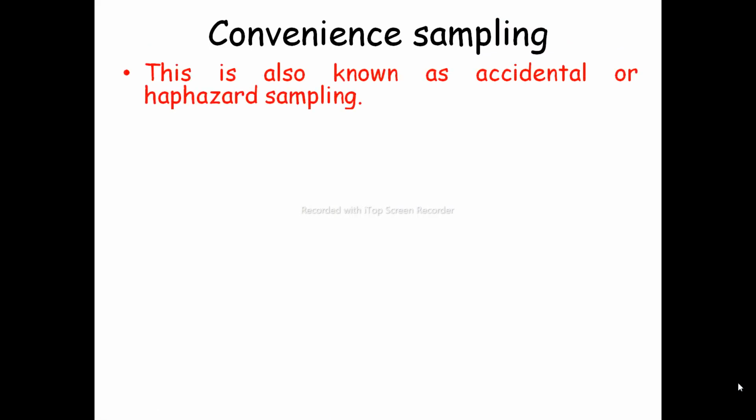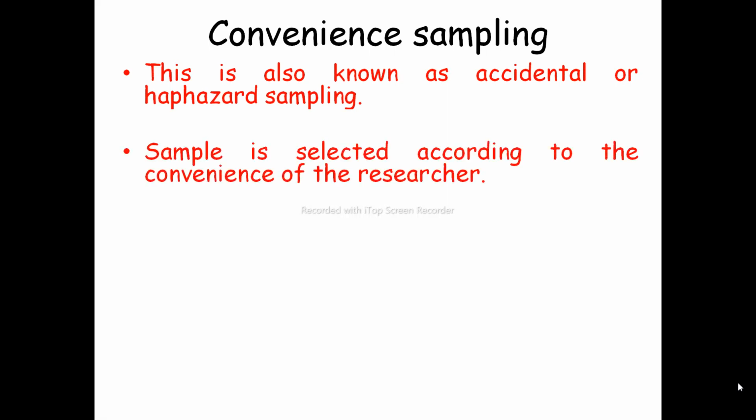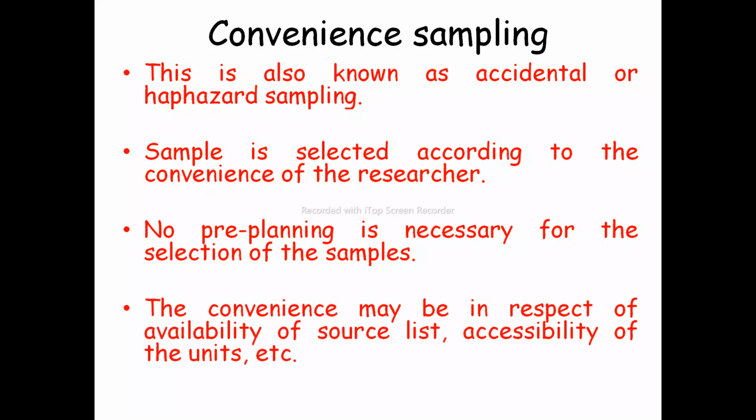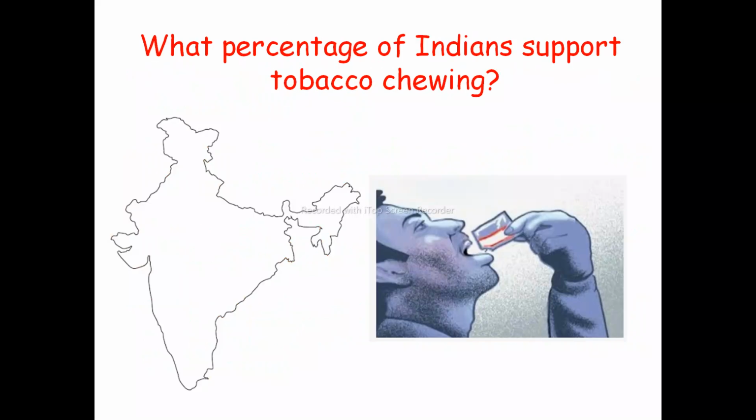Now we'll have some notes about this. This is also known as accidental or haphazard sampling. The sample is selected according to the convenience of the researcher. No pre-planning is necessary for the selection of samples. The convenience may be in respect of availability of a source list, accessibility of the units, etc.